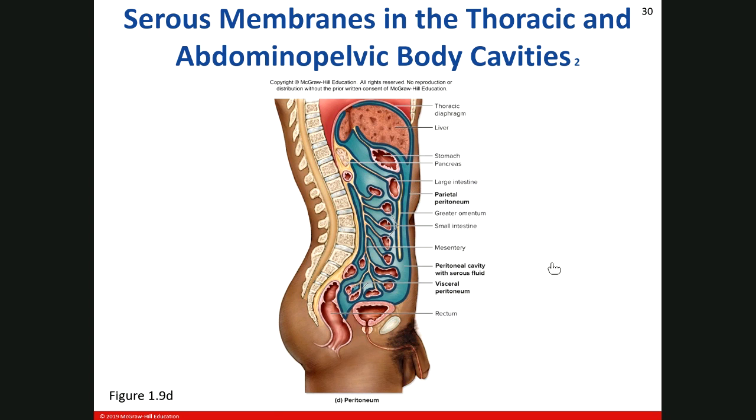So you can see here are all the organs in the abdominal pelvic area, parts of the stomach, parts of the small intestine, parts of the large intestine. The dark blue line going over the external surface of these organs is the visceral peritoneum. And then you can see this dark blue line lining the front, or anterior portion, of the internal surface of your abdominal pelvic wall. That's the parietal peritoneum. And all this space, highlighted by the light blue, is your peritoneal cavity.